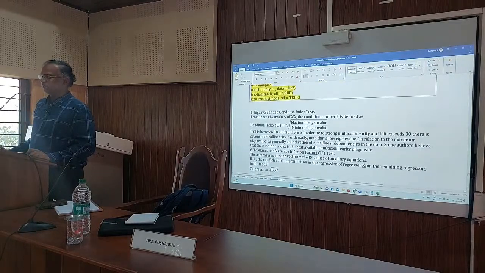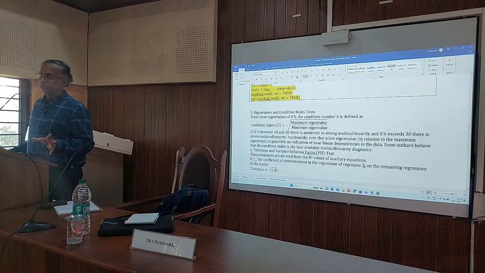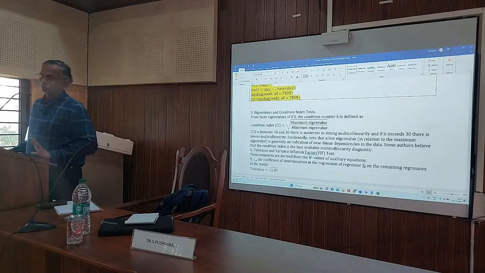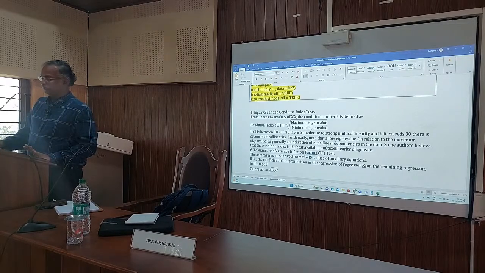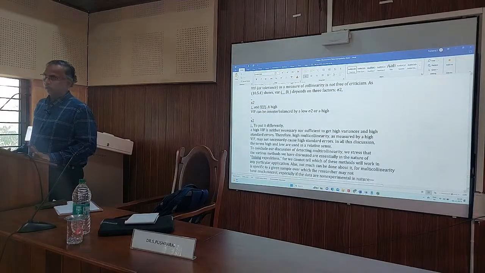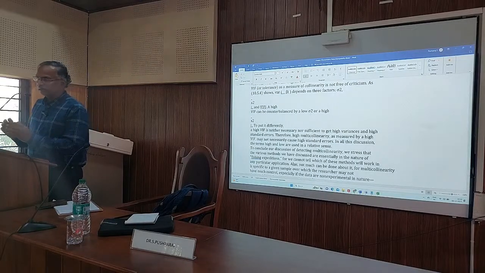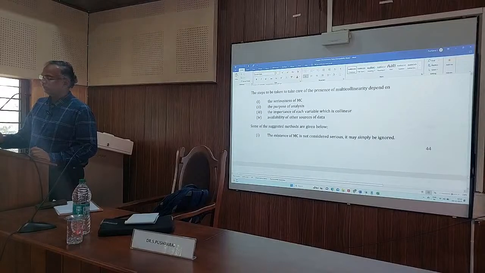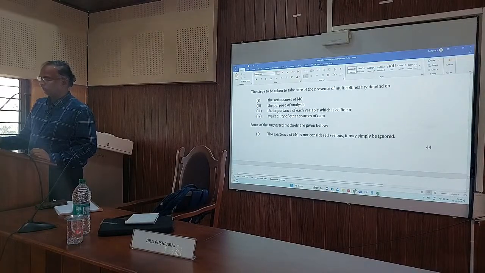Another test is the eigenvalue and condition index test. This is a very general test. It will just say whether there is a multicollinearity problem or not; it will not say the exact source. All these things are available in R. You can find each and every diagnostic statistic using your multicollinearity R package.